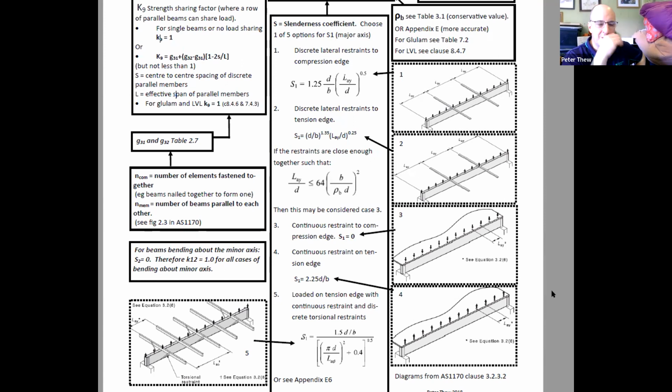So if you look at Yassine's head again, above his head, you can see that the layer above those timber beams, if you imagine that was a floor and they were floor joists, they effectively are attached to the beam, right? So they're attached to the top. If they're attached to the top and you've got gravity loading, then the compression edge is the one that's restrained. So that's situation one. This is the equation you use. S1 is 1.25 times the depth of the member times the dimension B.